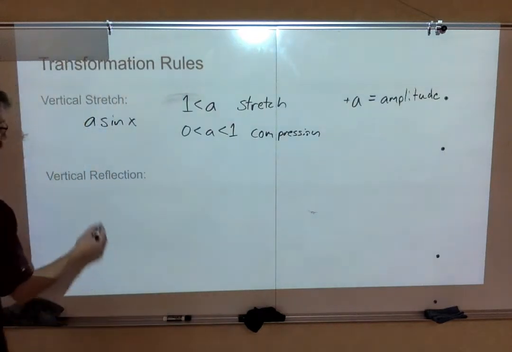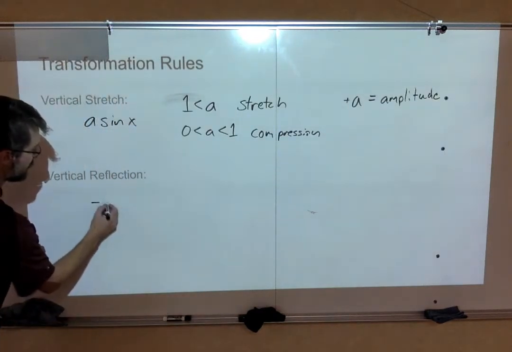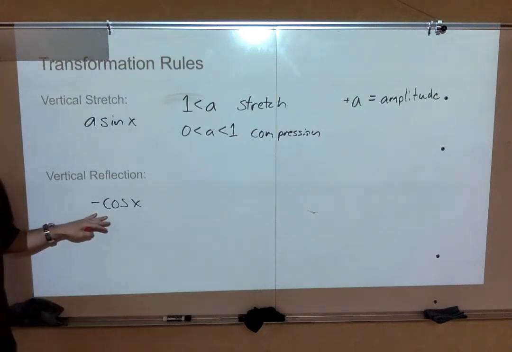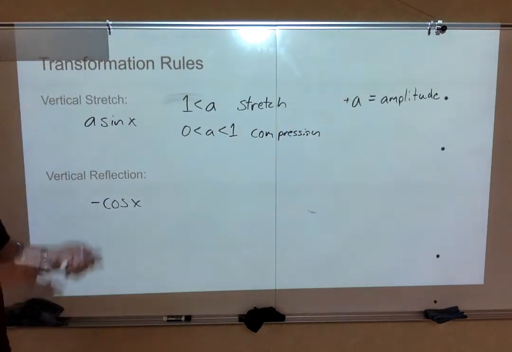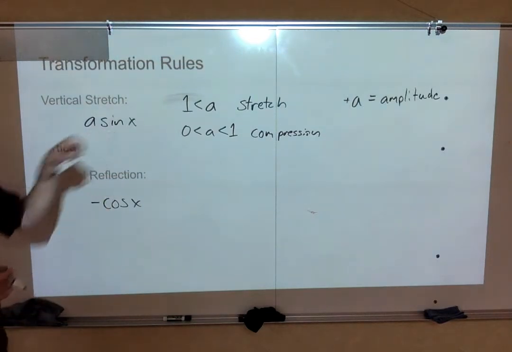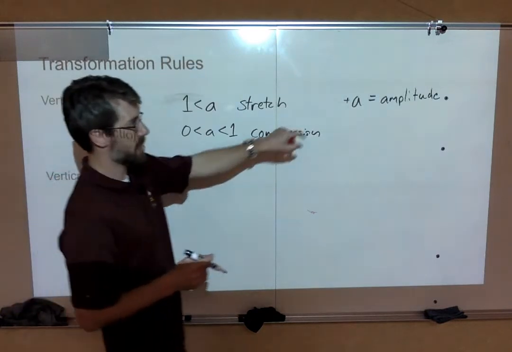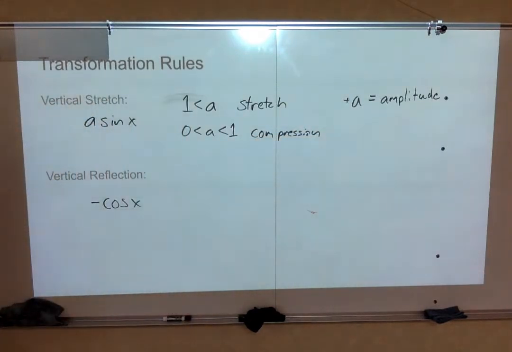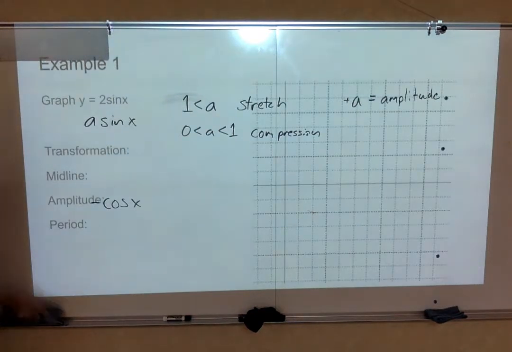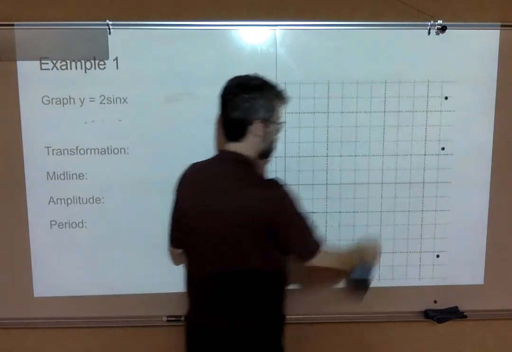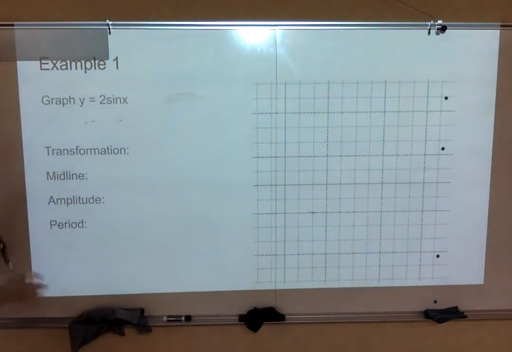All right, then a vertical reflection. All that a vertical reflection is, is if there is a negative in front. So if you multiply cosine of x by a -1 in front, that's going to flip it vertically. That does not change the amplitude, and again, reiterate, the amplitude is never negative. Okay, I think that's all I had for that. All right, so we'll do 3 examples. Probably a stretch, a compression, and then one that's got a reflection in it.